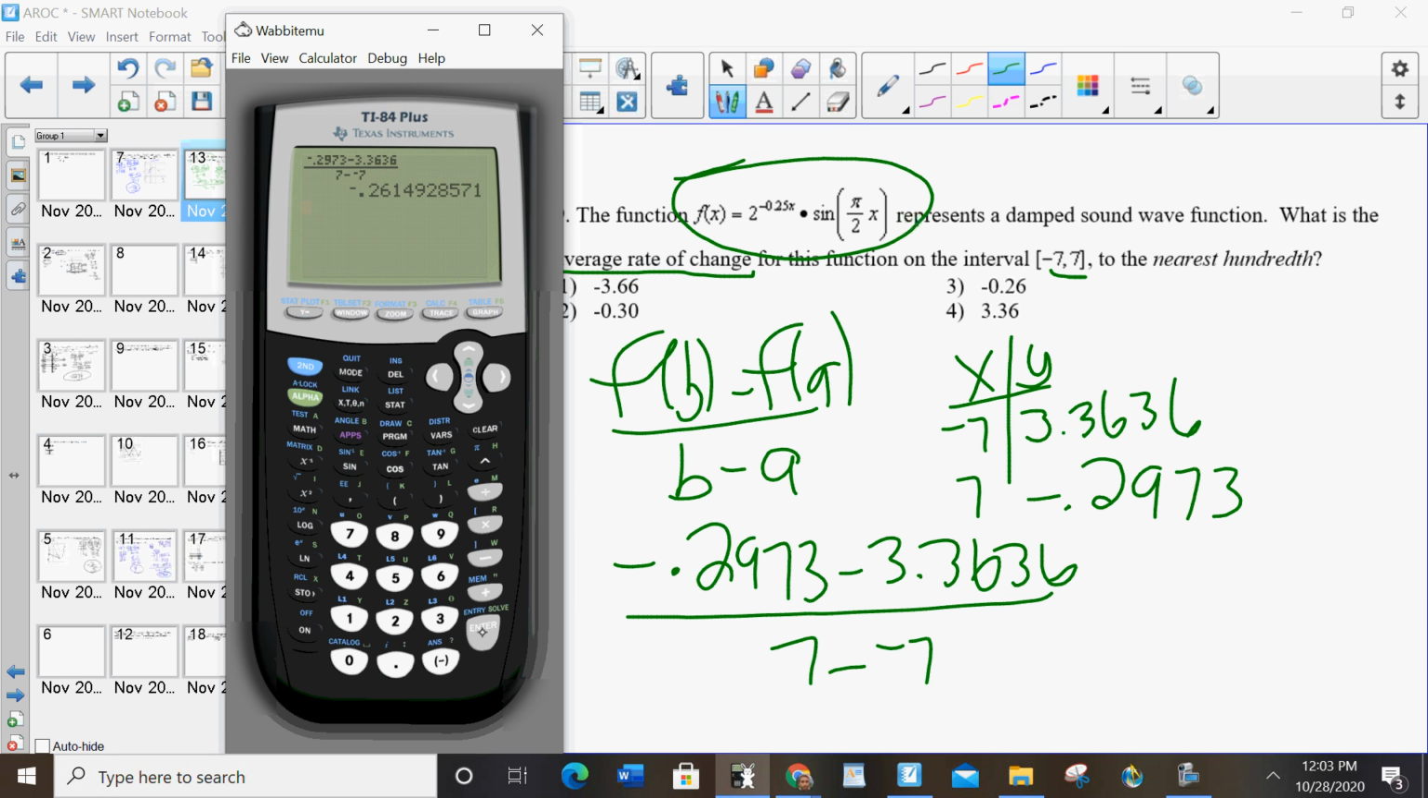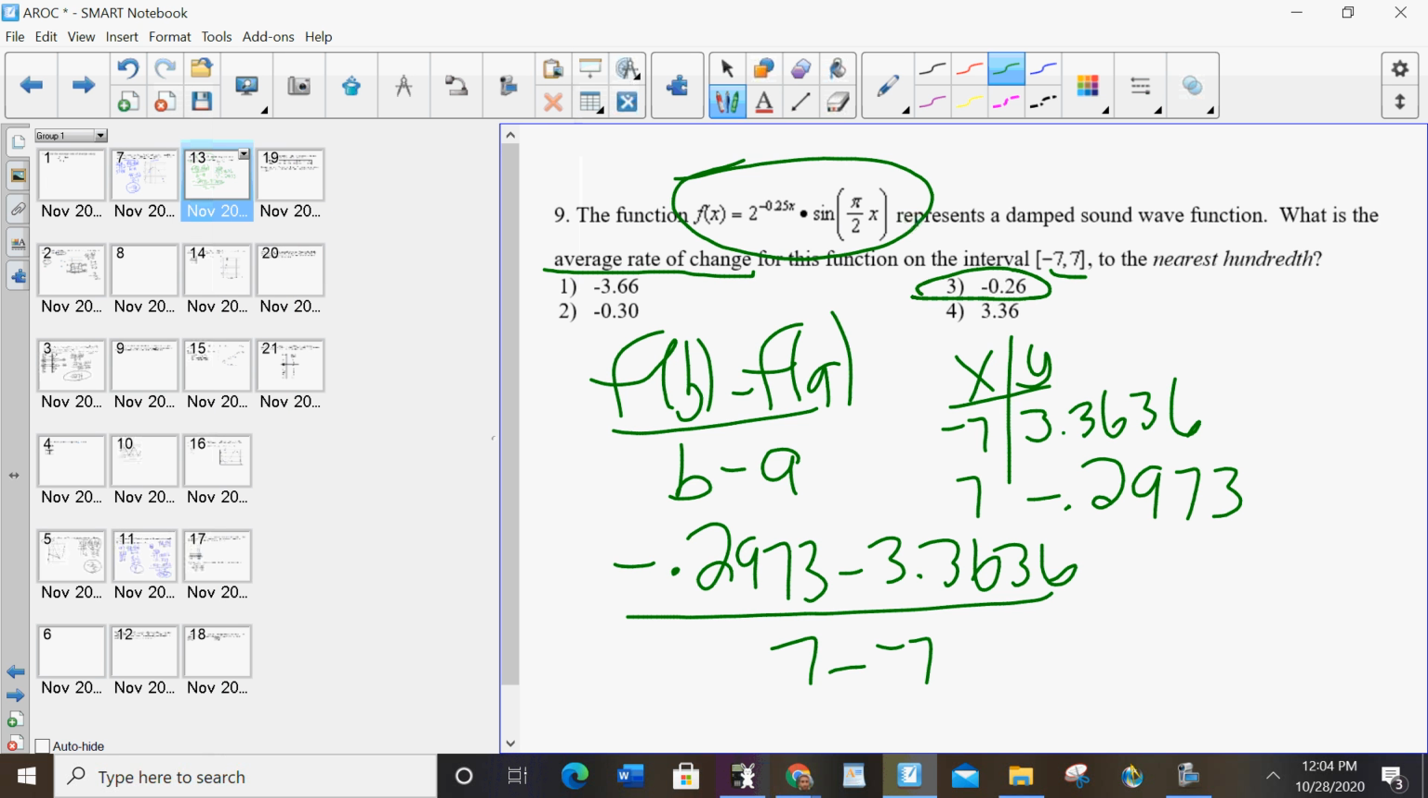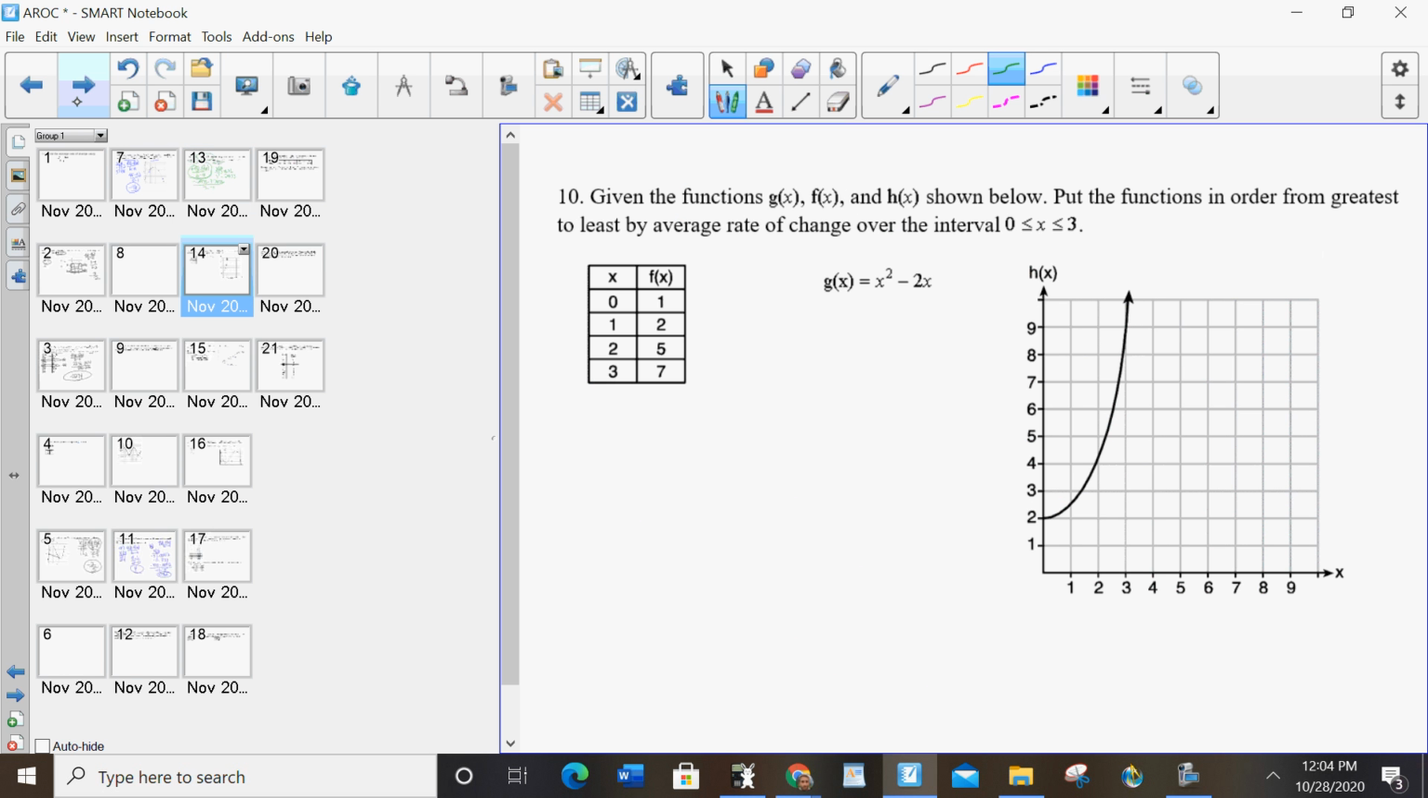Negative 0.2614928571, to the nearest hundredth, that is negative 0.26. Choice 3. So if they give you something that looks really ugly, who cares? Average rate of change is easy. F of B minus F of A over B minus A. If they give you an equation, no matter how simple or ugly it is, type it into Y equals, check out your table from there. All right.